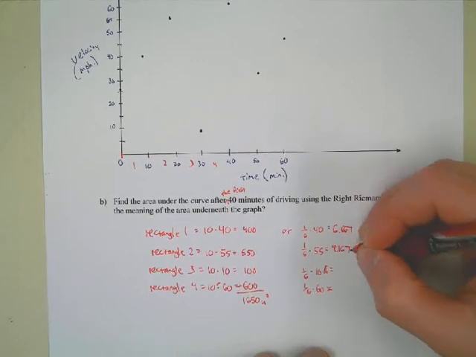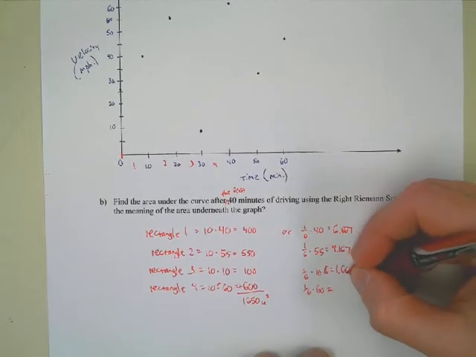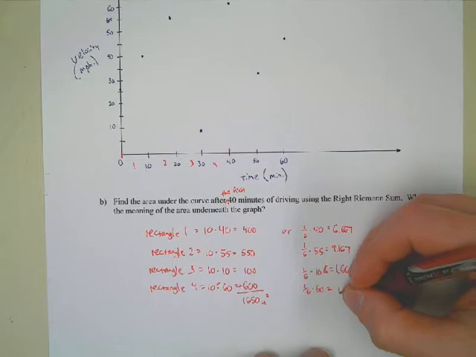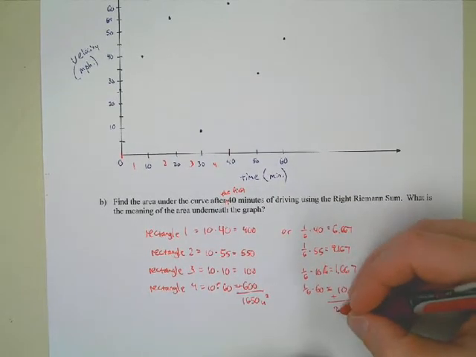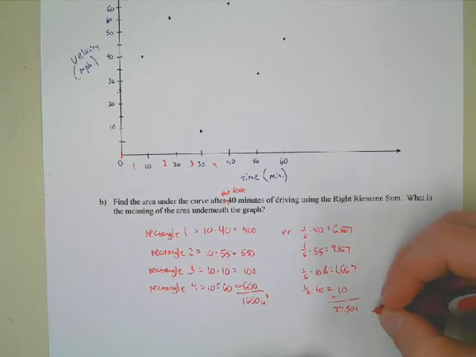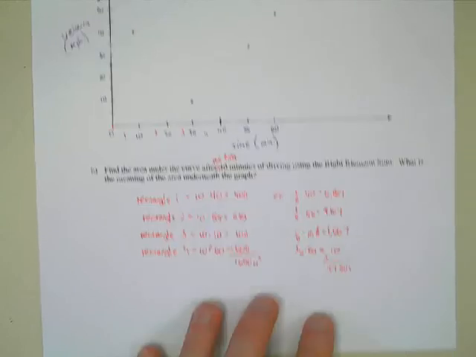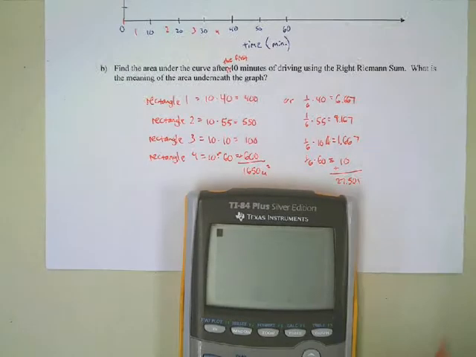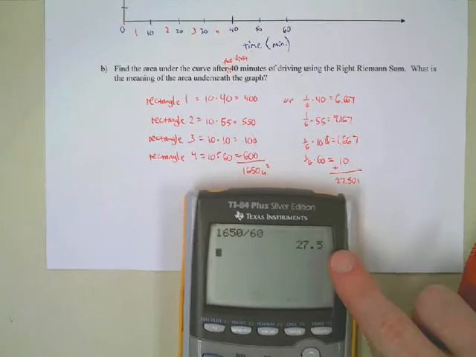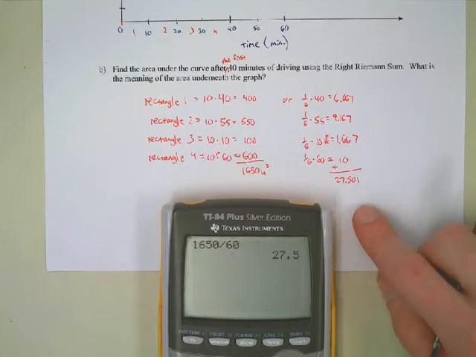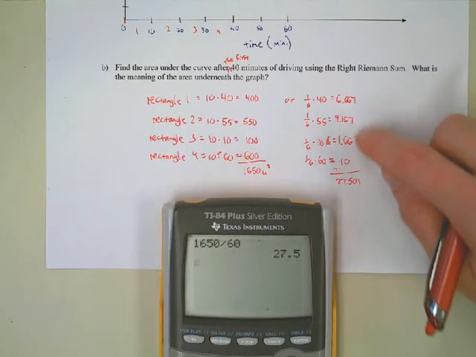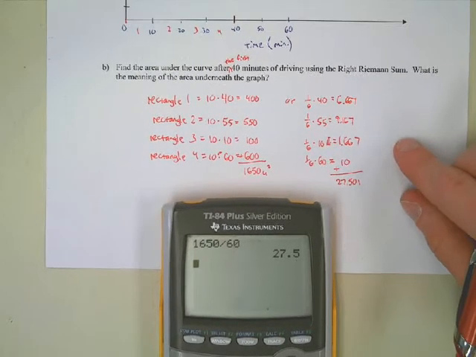So anyway, we end up with 6.667, 9.167, 1.667, and then 10, which we add up to give us 27.501. Just to show you, we could have easily taken that 1650 and divided by 60 to get 27.5. I have a rounding error there because of the 7s that I rounded. Okay. So again, I could have.